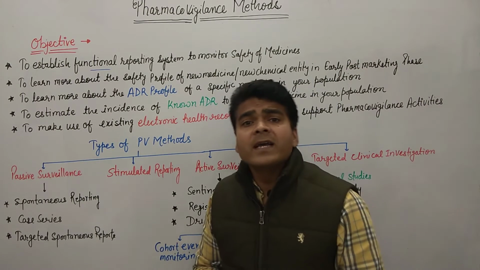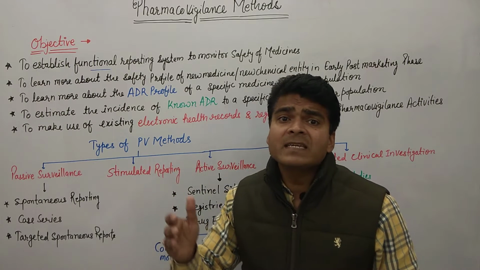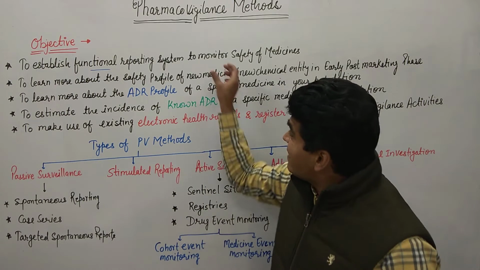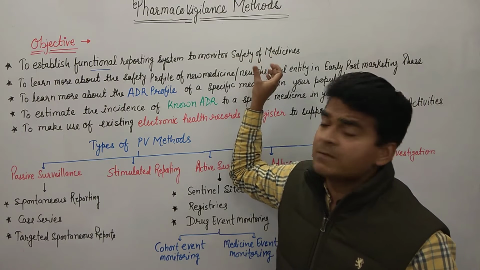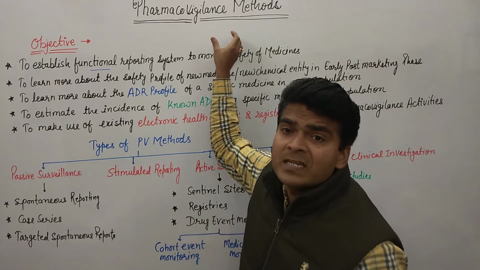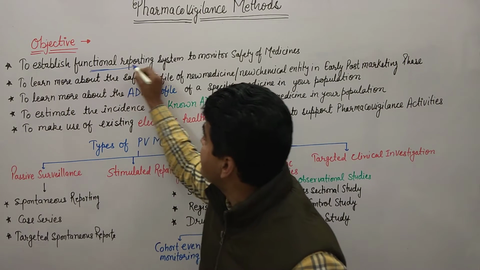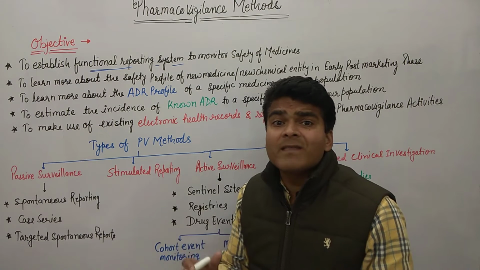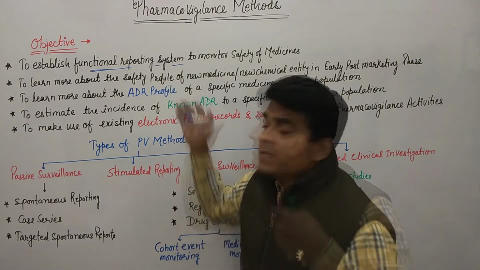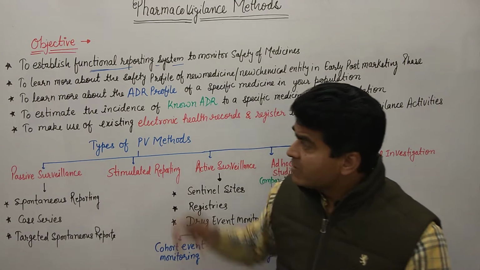As we all know, in pharmacovigilance we are doing safety and efficacy studies of medicine. So to perform the safety study of the medicine there is a need for a reporting system. So in pharmacovigilance methods we try to establish a functional reporting system. There is a lot of focus on the establishment of the reporting system, on how to report the ADRs, and that is important. So this is the first objective.